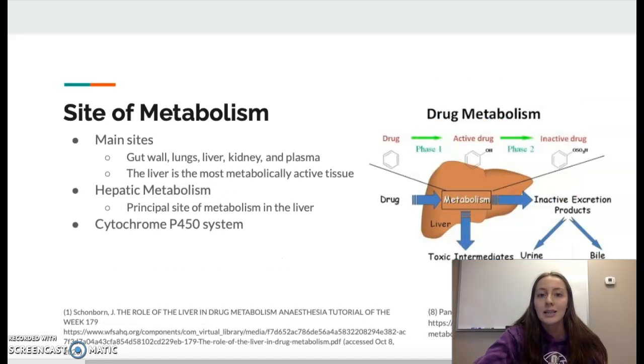The main sites where metabolism occurs are the gut wall, the lungs, the liver, the kidney, and plasma. The liver is the most metabolically active tissue and is responsible for the majority of drug metabolism. Hepatic metabolism is the principal site of metabolism in the liver. Cytochrome P450 is very important in the process of drug metabolism, and it is responsible for binding and metabolizing drugs.